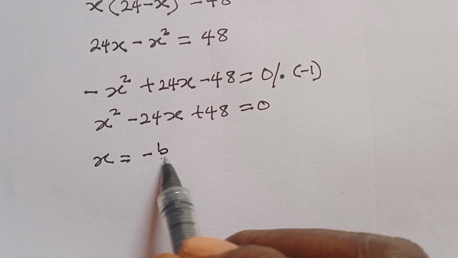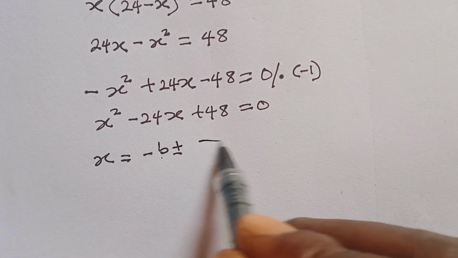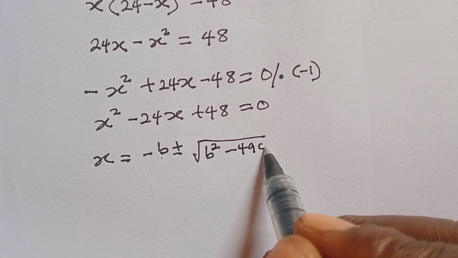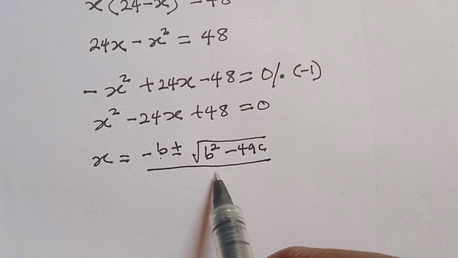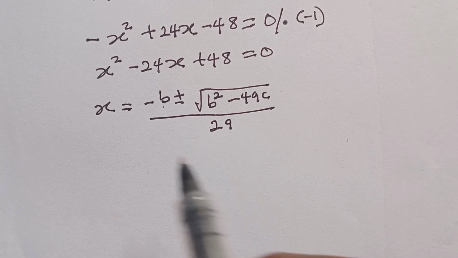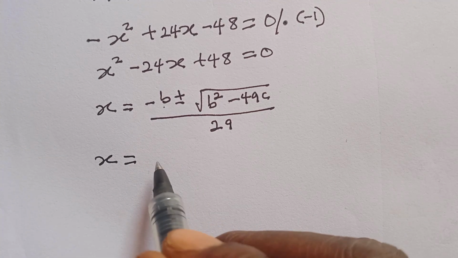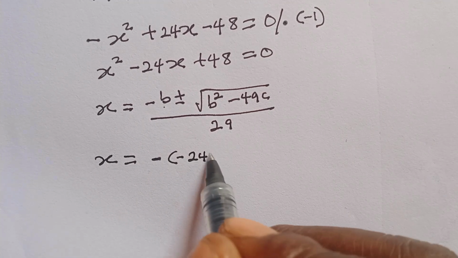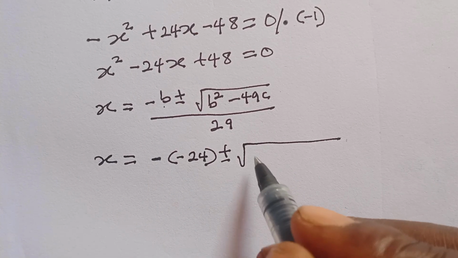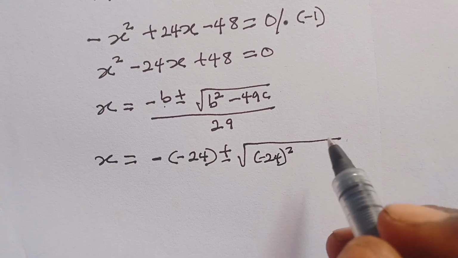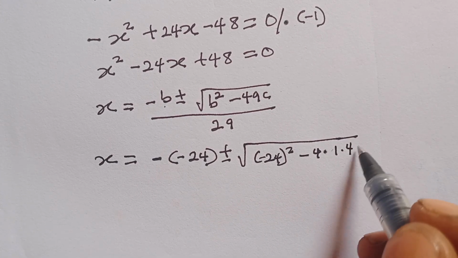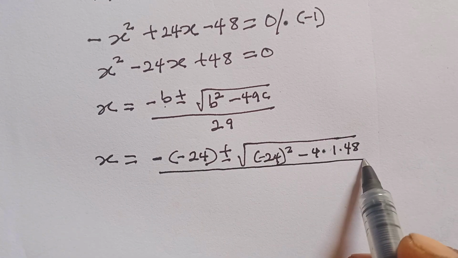So let's move on. When we apply the quadratic formula to our equation, we'll be able to look for the value of x. Our quadratic formula says x equals minus b plus or minus the square root of b squared minus 4ac, divided by 2a. Therefore, since b is minus 24, x will be equal to minus of the bracket minus 24 plus or minus the square root of minus 24 squared minus 4 times 1 times 48, everything divided by 2 times 1.